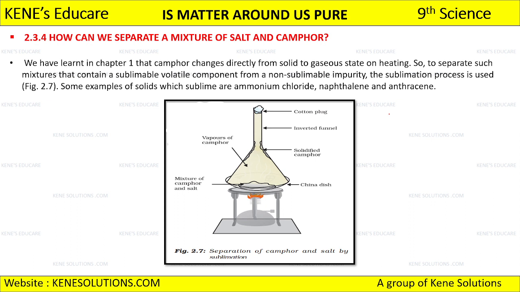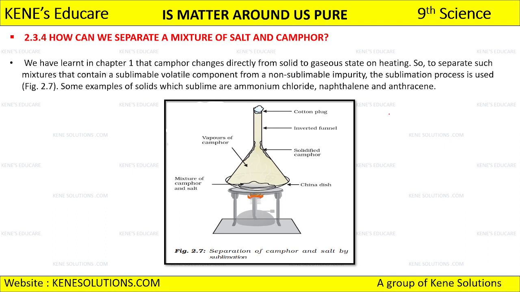So whenever you burn camphor, what happens? It quickly changes from solid, it doesn't come in liquid state, it directly changes to gaseous state on heating, right? So to separate such mixtures that contain a sublimable volatile component from a non-sublimable impurity, that is, we are separating salt and camphor over here, the sublimation process is used. Which process has been used?